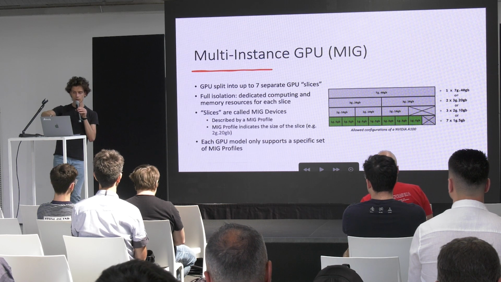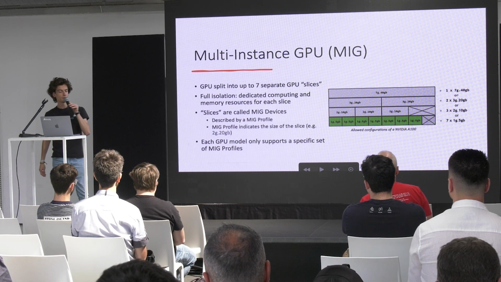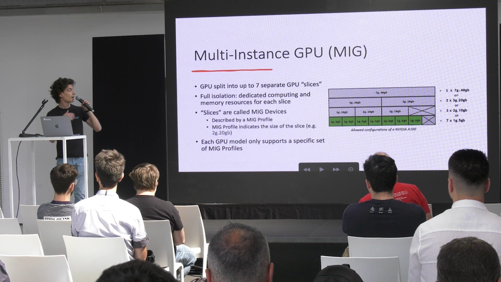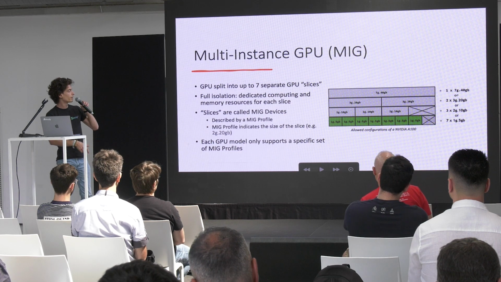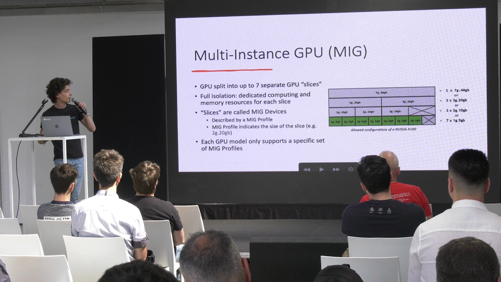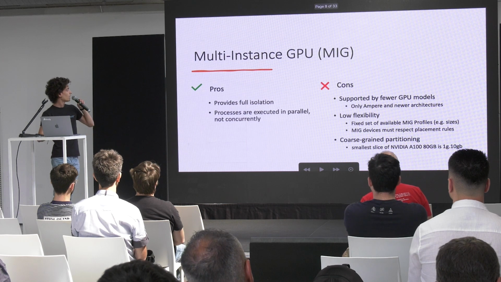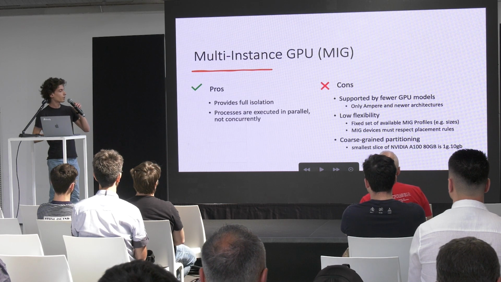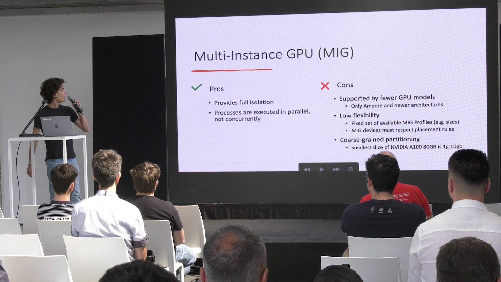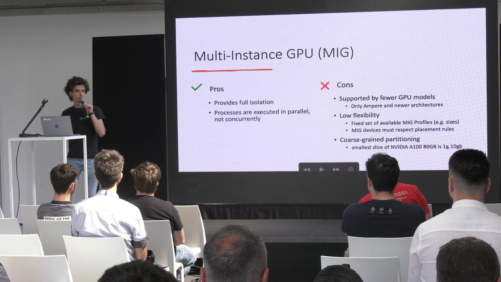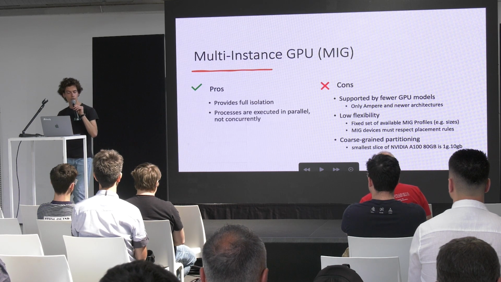And you have an example on the right, which shows the available configurations for a NVIDIA A100. So you can have the horizontal configuration, you can choose between them, but you cannot have vertical overlapping. So it's not very flexible. The main advantage, of course, is that you have full isolation, which is very convenient in some use cases. And also, in this case, processes are executed in parallel. So you don't have the context switches overhead, and you have higher performance compared to time slicing.